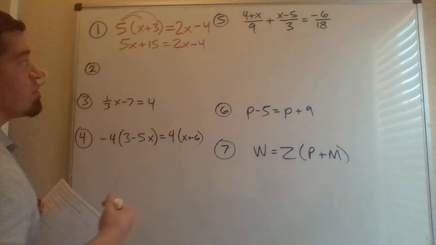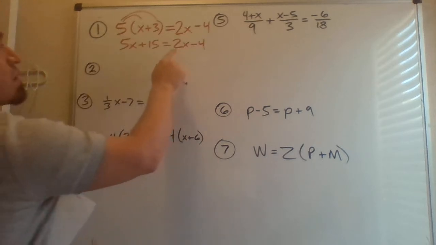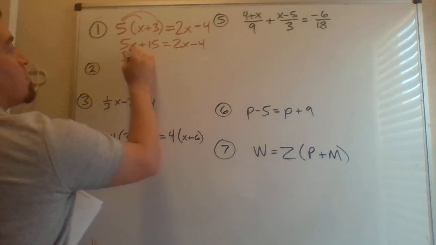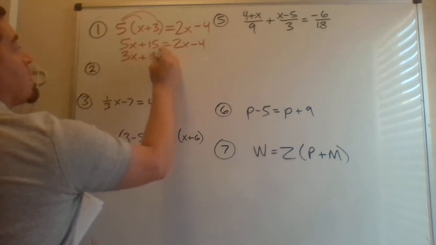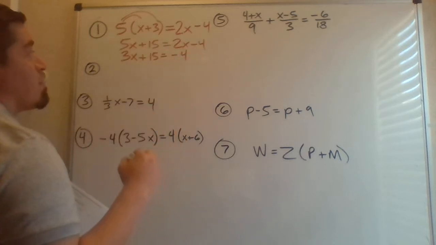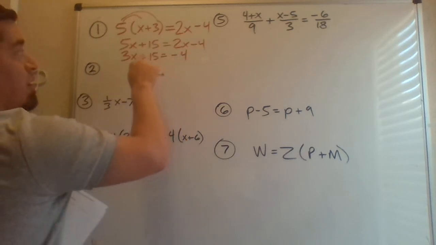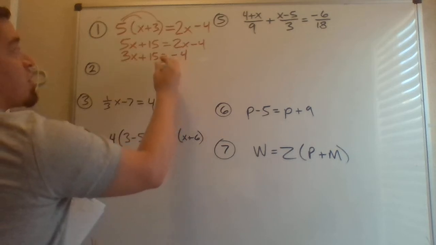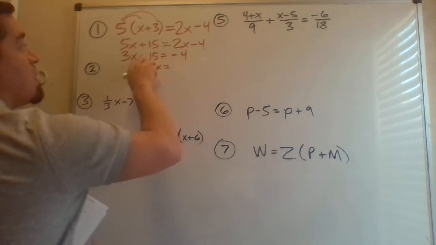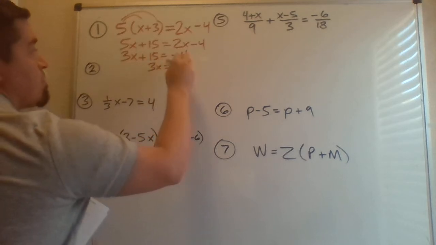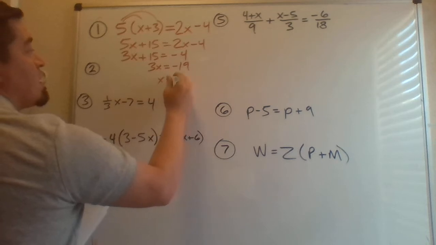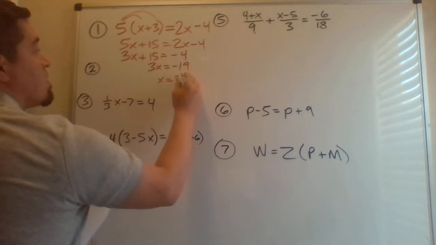Then you want to move over the smaller one of the two, so I'm going to subtract 2x from both sides, which over here would give me 3x. And on this side, the 2x's would cancel out if I subtract 2x on both sides. Then I want to get the variable by itself, so subtract 15. 3x equals negative 4 minus 15, which is negative 19. Divide by 3, you get negative 19 over 3.